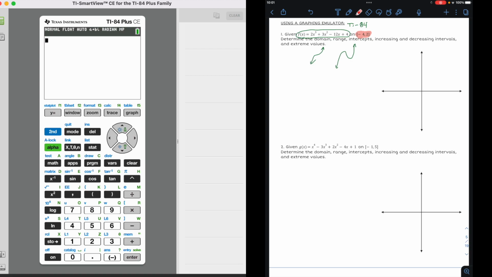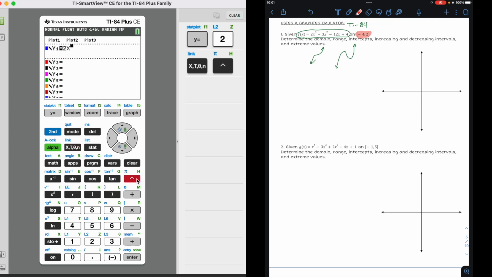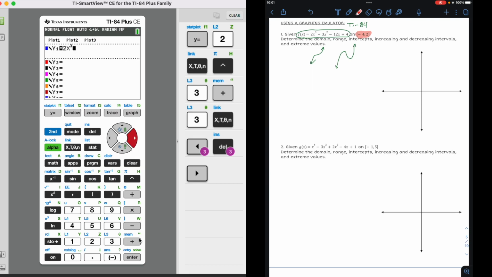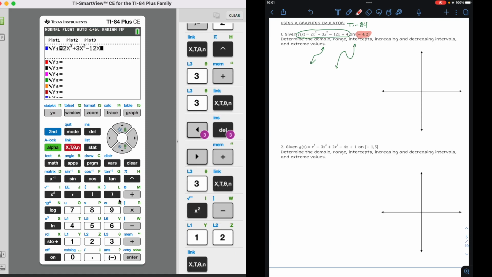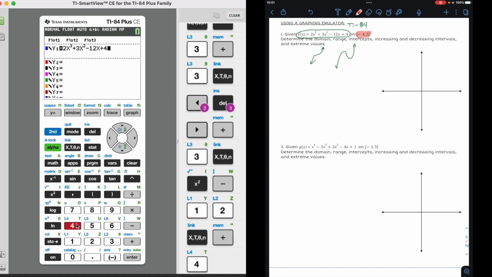So on my TI-84, I'm going to go over to my graph input. I'm going to click y equals. I'm going to type in my function, so 2, the x is right up here, x cubed plus 3x. Oop, that's still up top, so make sure we go over. Plus 3x squared minus 12x plus 4. So that is the function 2x cubed plus 3x squared minus 12x plus 4.